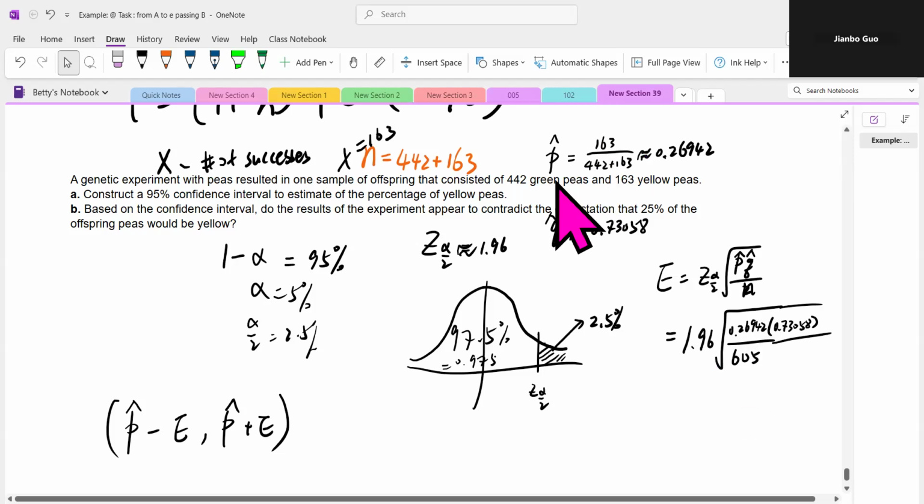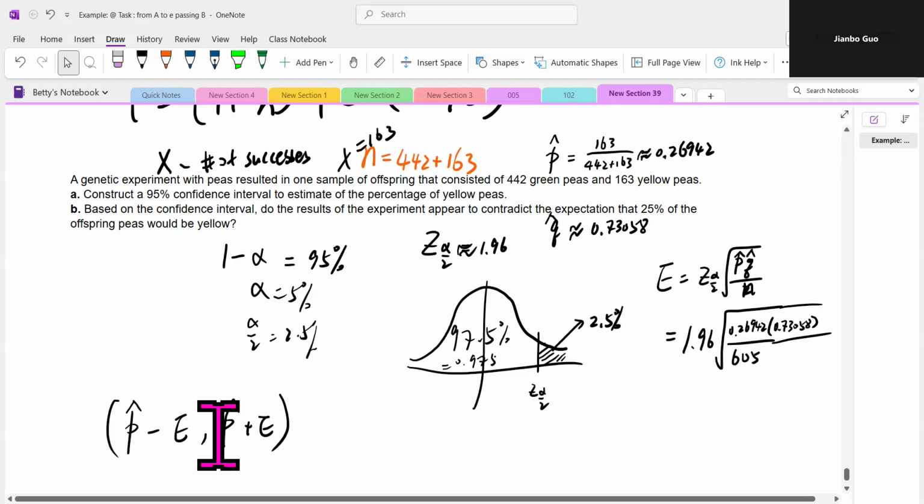And we can also find Q hat. This P hat is the sample proportion. Q hat is 1 minus the sample proportion, 1 minus P hat. Just use 1 minus 0.26942, which is 0.73058.